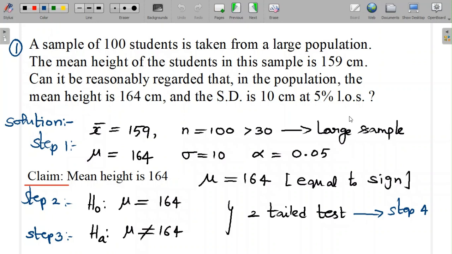The claim that we identified in the question is that the average height of the population is 164. So mu equal to 164 is the claim being tested, and it involves an equal to symbol, and therefore that is the null hypothesis. The corresponding opposite statement, mu not equal to 164, will be the alternate hypothesis, and therefore we have a two-tailed test. So we have completed 4 steps in the procedure. We have identified the sample size, defined the null hypothesis, defined the alternate hypothesis, and found out what kind of test we are solving.